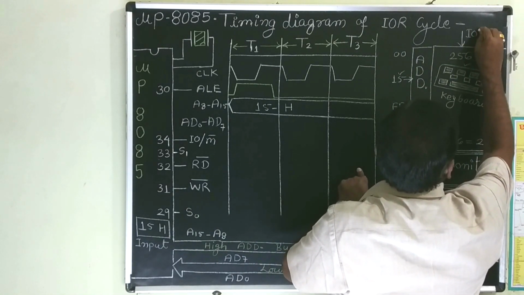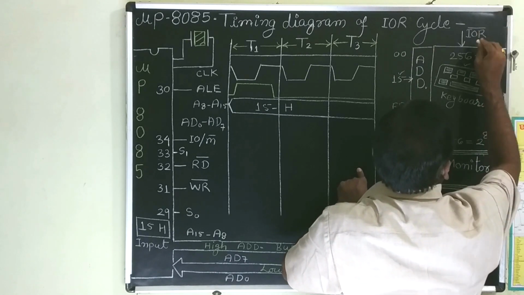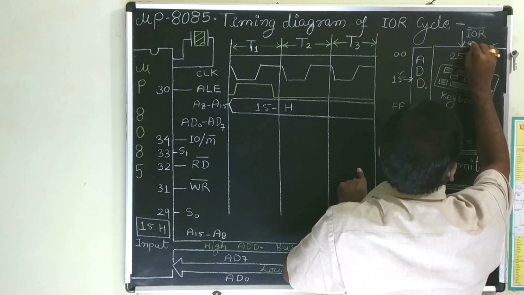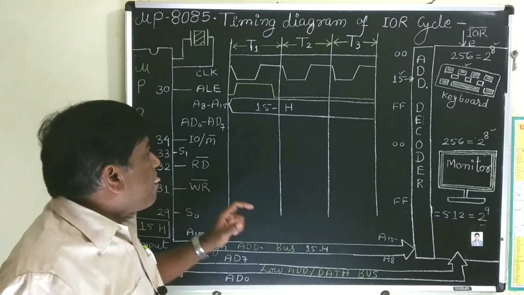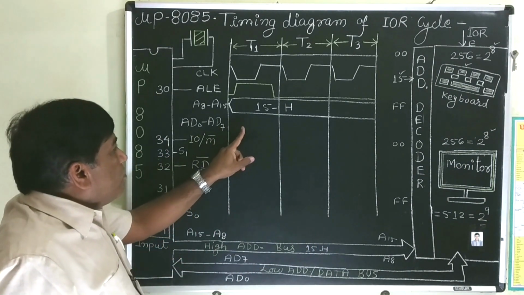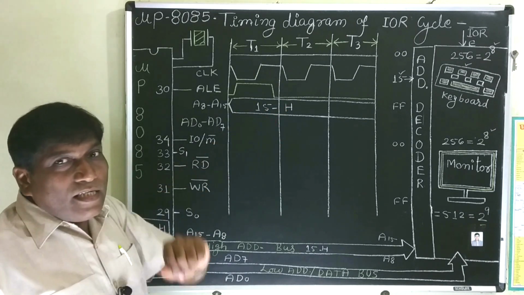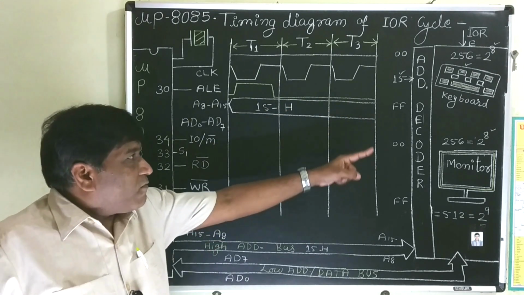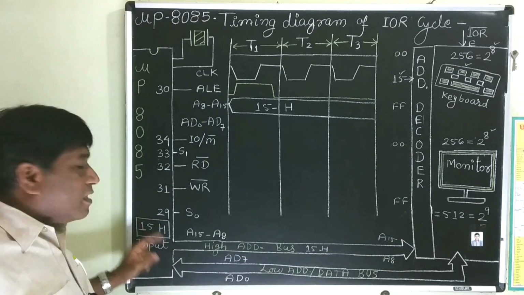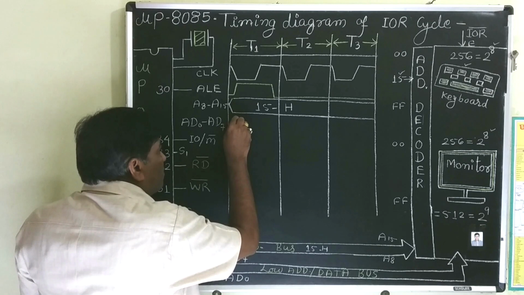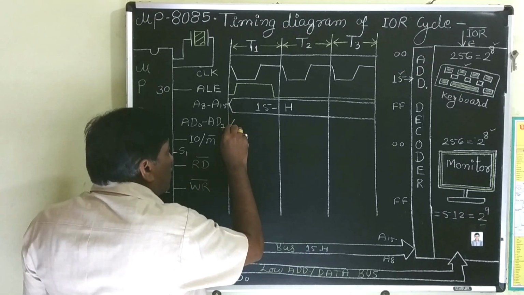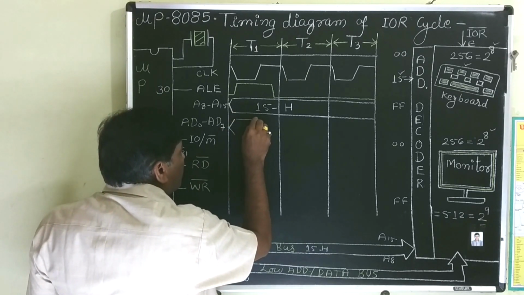Whenever the IO read signal, which is activated low, is enabling the keyboard, that means now whenever this IO read is there, the data from the keyboard will be transferred via the data bus. Now what is the status of lower order address bus?